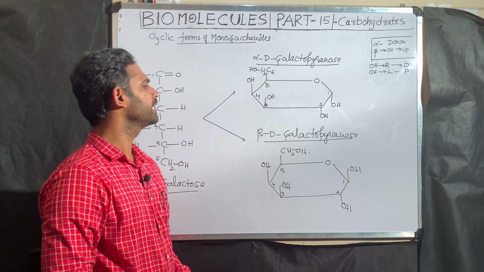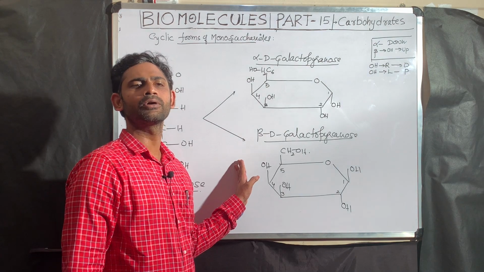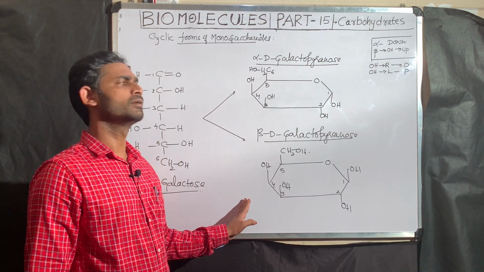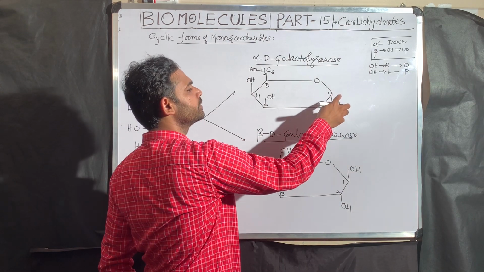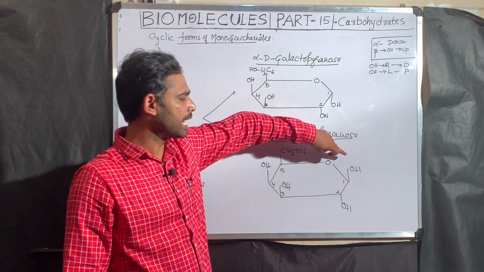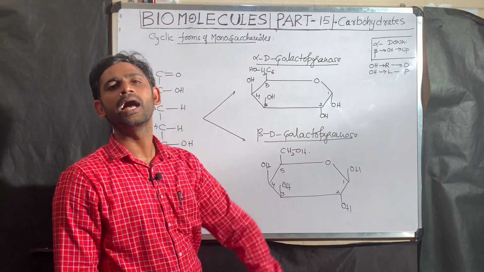This is a D-galactopyranose. This is also D-galactopyranose. But this is the alpha anomer. This is the beta anomer. OH group on the functional carbon down, that is the alpha anomer. OH group on the functional carbon, if it is up, that belongs to the beta anomer.